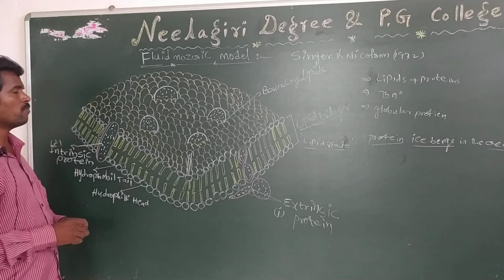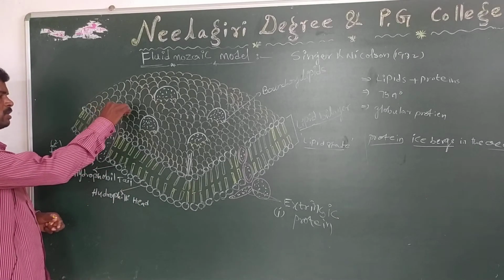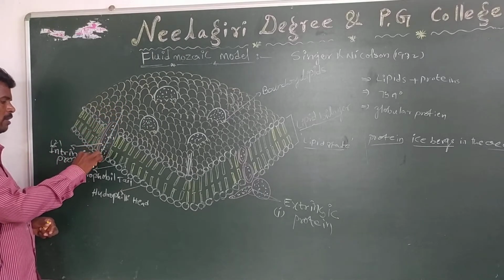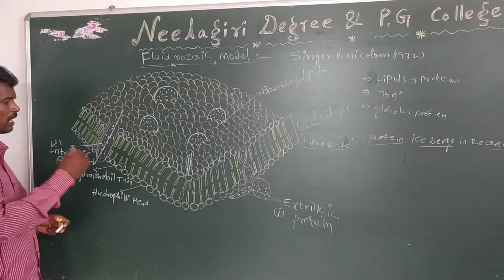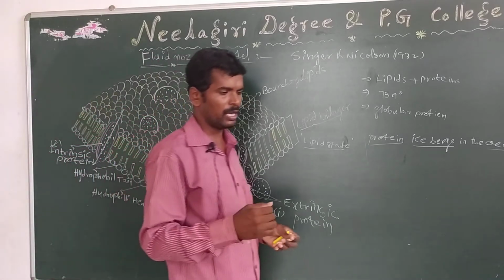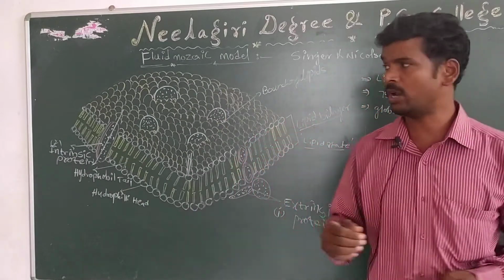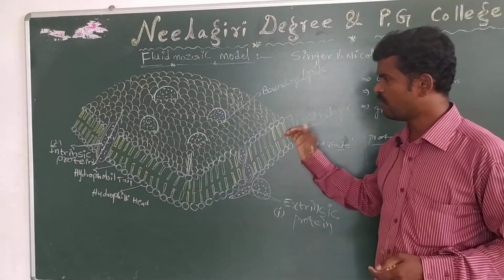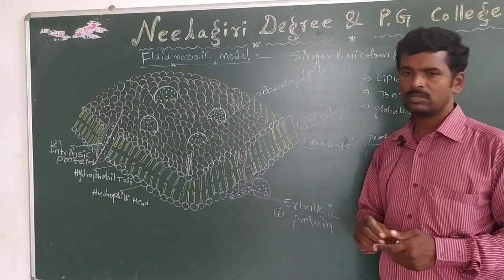But in the fluid mosaic model, the water molecules enter through the intrinsic protein directly. So this is a clear and detailed explanation of the fluid mosaic model of Singer and Nicholson, and of the entry of water into the cell.